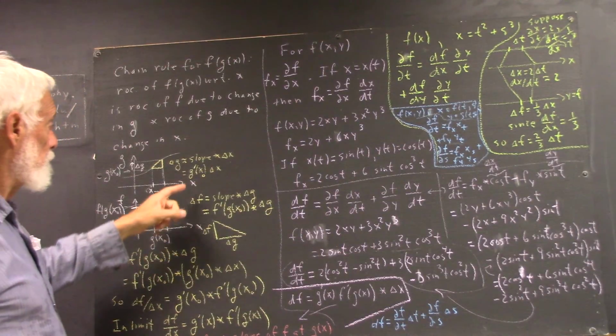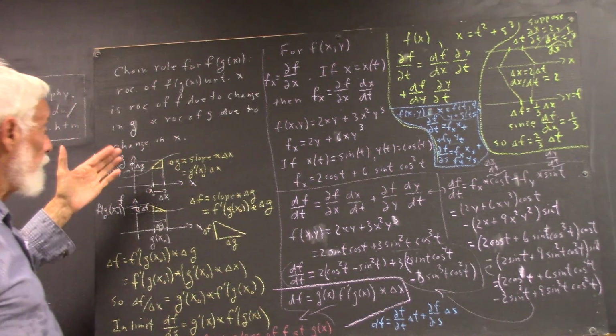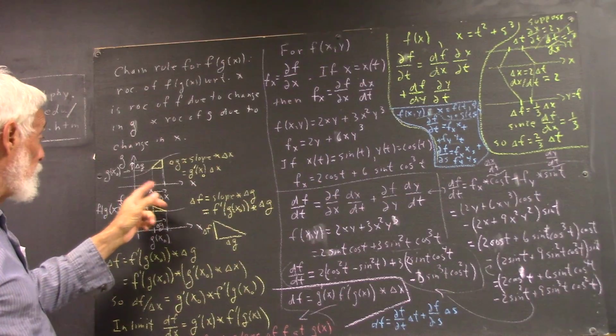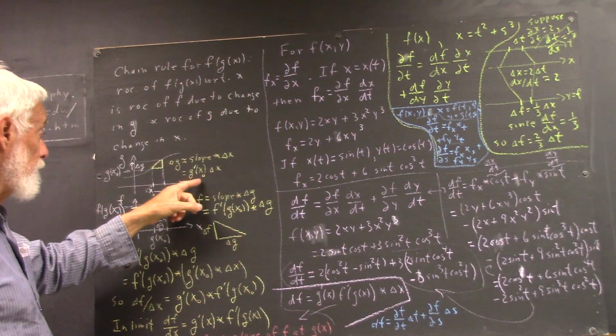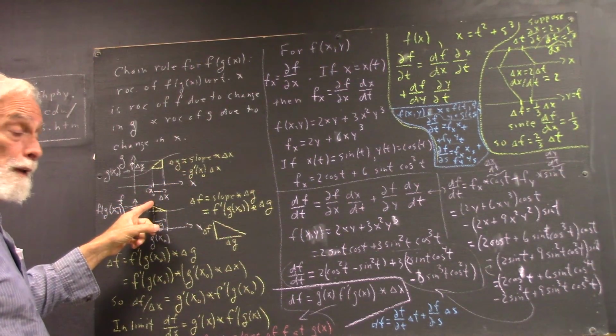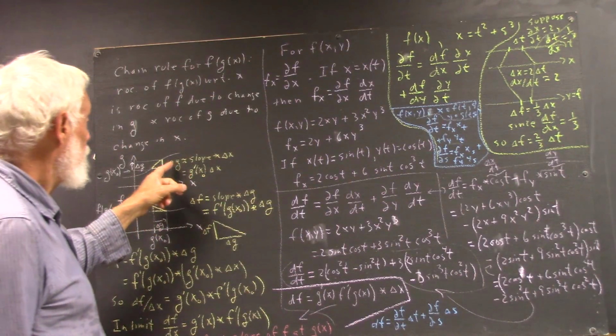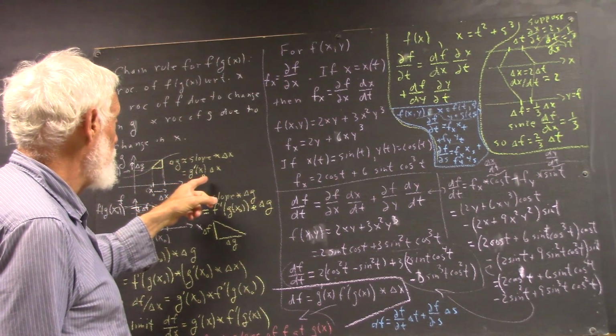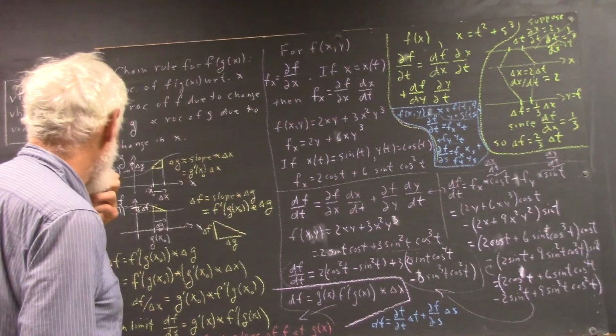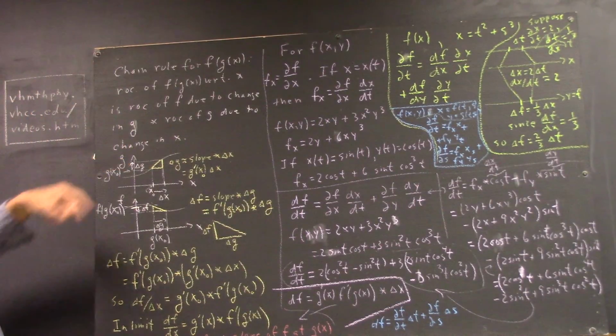And the slope is what? The slope is just the derivative of the g function at some point in here, and we might as well say it's at the point x naught. So the change in g is g prime of x naught times delta x. And that's our delta g.